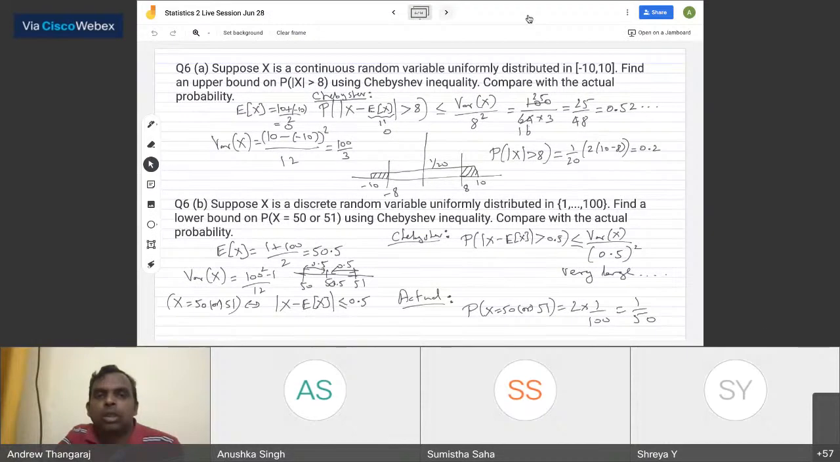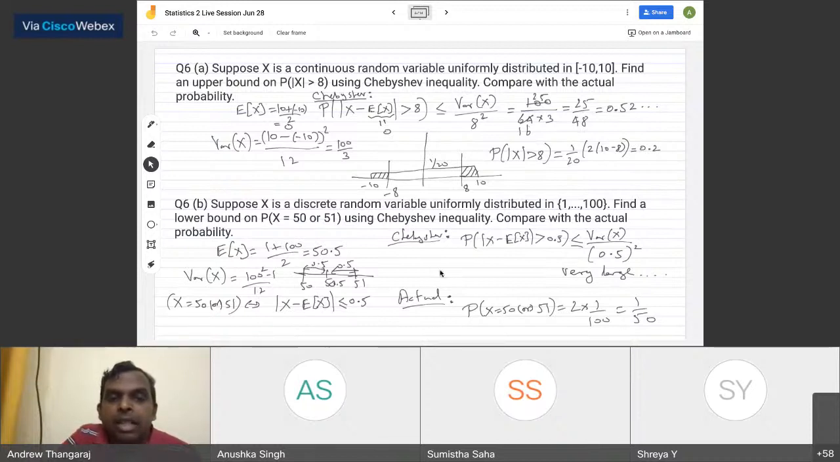Okay, so let's first do the first question. It's continuous, uniformly distributed between minus 10 and 10, and you have to find an upper bound on the probability that mod X is greater than 8. Expected value of X is 0. Variance of X is 100 by 3. So just a textbook Chebyshev problem. The upper bound is variance of X by 8 squared. Okay, you get 0.52.